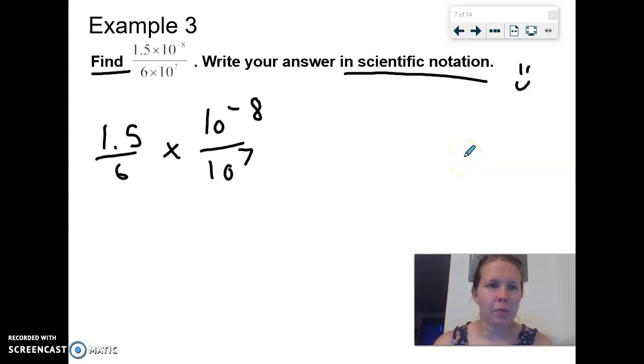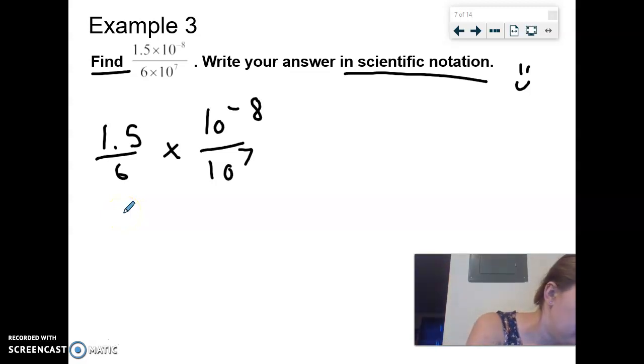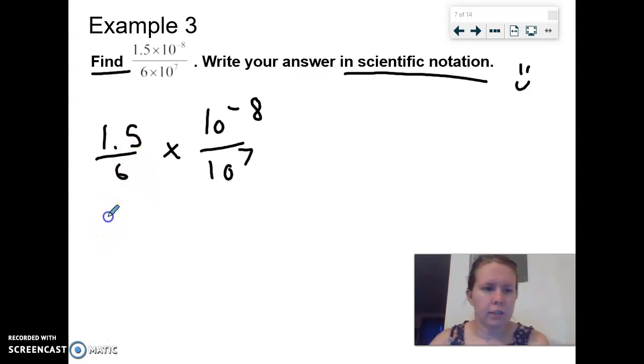We were just starting example 3 when you were in part 1 of this lesson. I broke this down into two different parts, taking my constants as well as my powers. First I'm going to figure out what 1.5 divided by 6 is. That's 0.25.